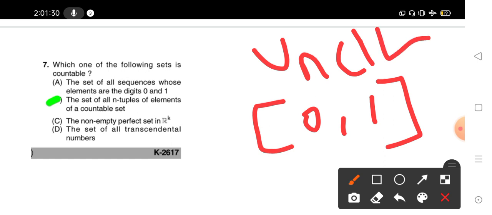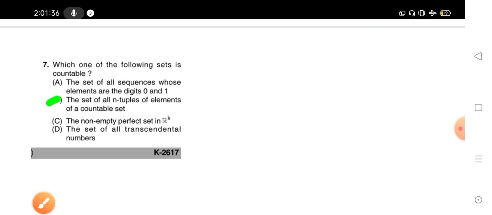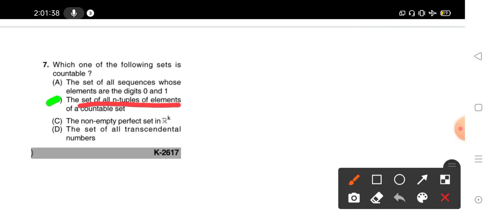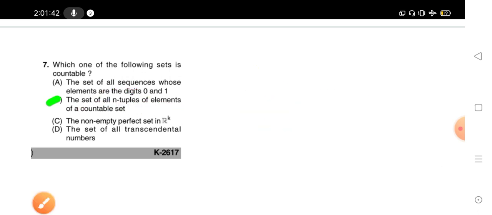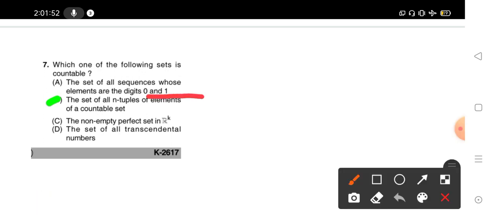This is uncountable, and the set of all n-tuples of elements of countable sets. N-tuples means a finite tuple, and n-tuples of countable sets means a subset. A subset of a countable set is also countable. So option B is correct.